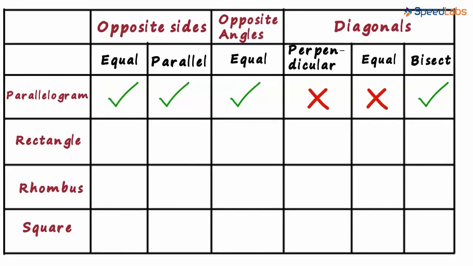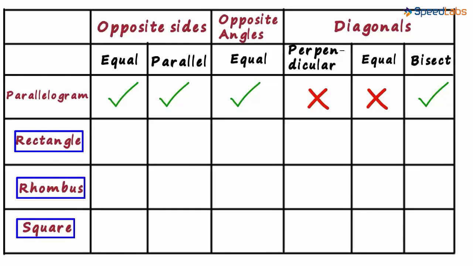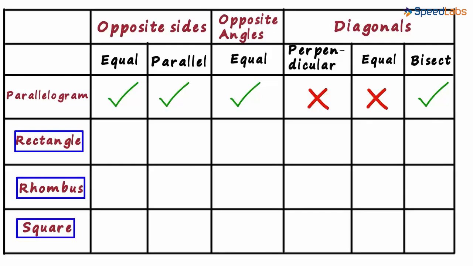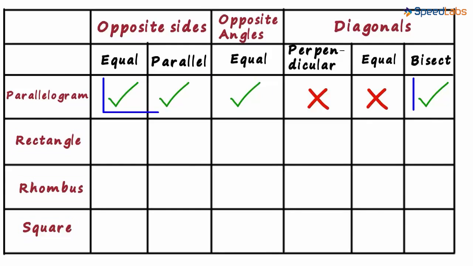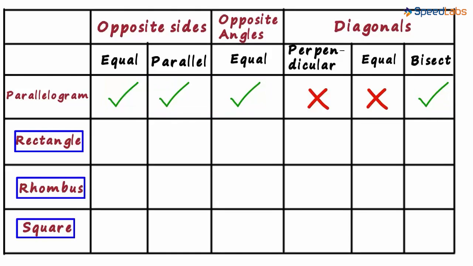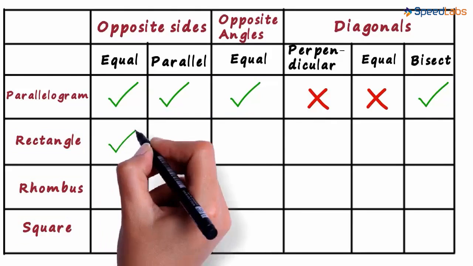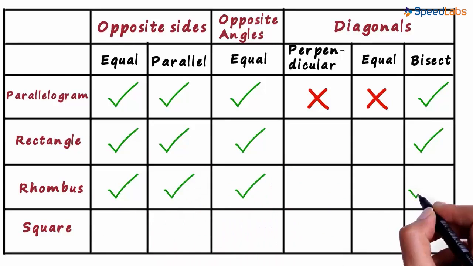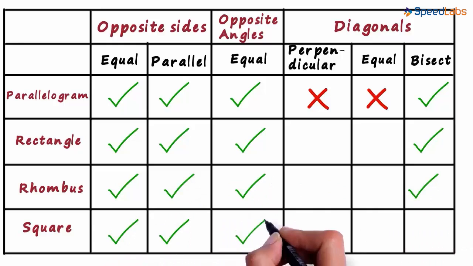Now here's what we already know. Rectangle, rhombus, and square are all special cases of a parallelogram. This means that all properties that are satisfied for a parallelogram will definitely be satisfied for these three quadrilaterals. So wherever we see a check mark for a parallelogram, we make a check mark for the other three quadrilaterals. 4 check marks for a rectangle, 4 check marks for a rhombus, and 4 check marks for a square.